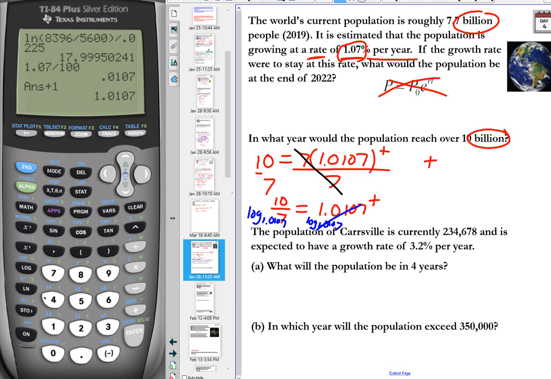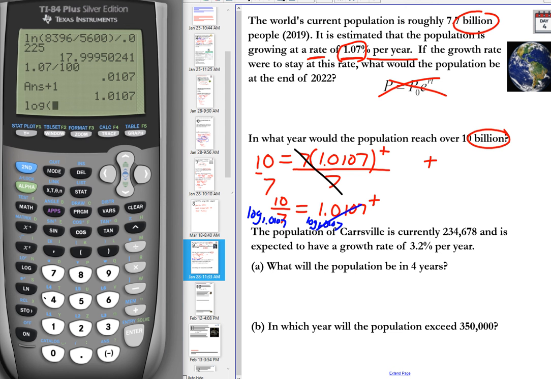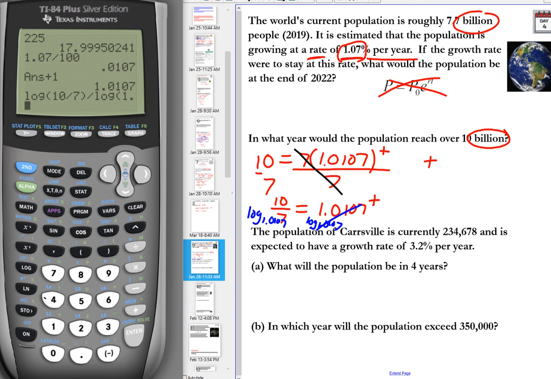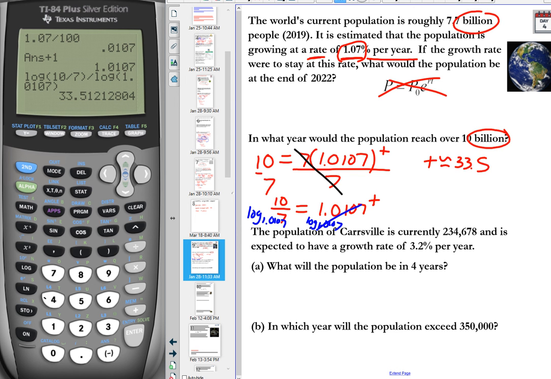But in order to put that in the calculator, I'm going to do log, put 10 divided by 7, then close that parentheses. I have to divide that by the log of that 1.0107. It's called change of base. That makes more sense. I thought it was going to take 3 years. It looks like the time is going to take around 33.5 years.